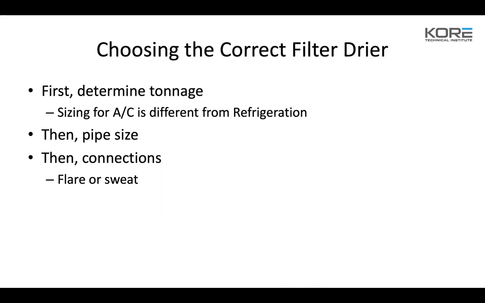Choosing the correct filter dryer. First, determine the tonnage. Obviously AC is different than refrigeration, and then pipe size and connections. If you guys are doing a design build, and you don't know what to do, you can contact your local parts house and they'll help you with that sizing, or I'm more than happy to help you. There's a couple guys around that can help you with the sizing of that dryer.